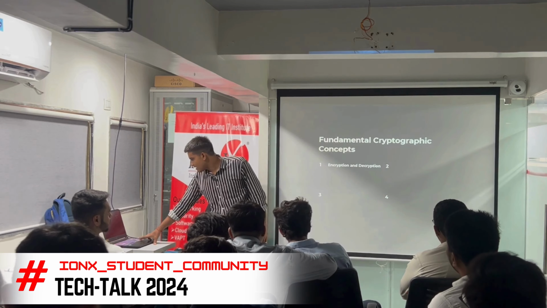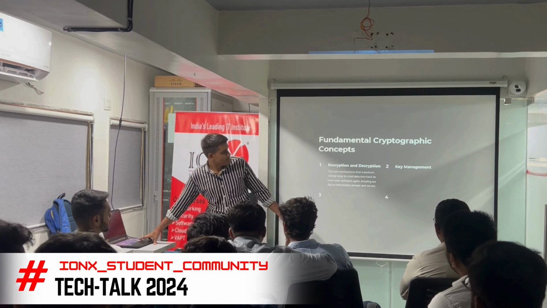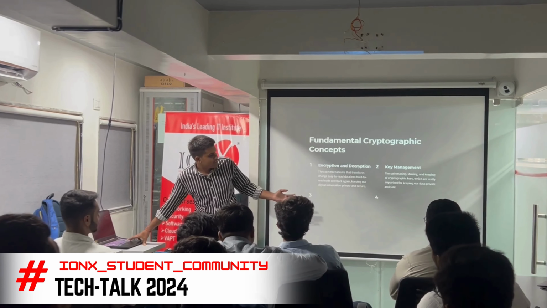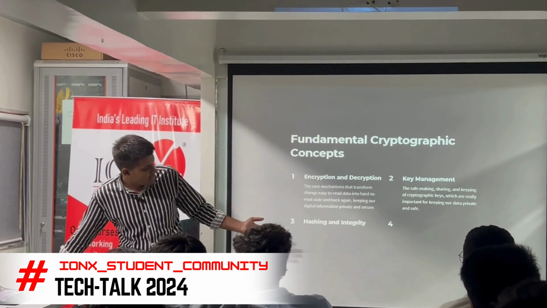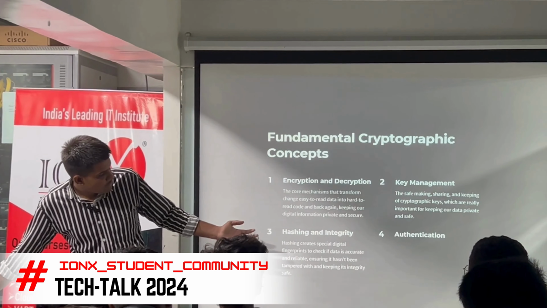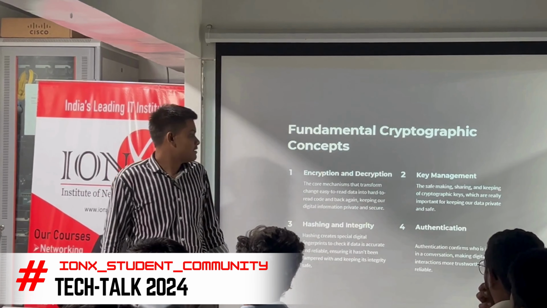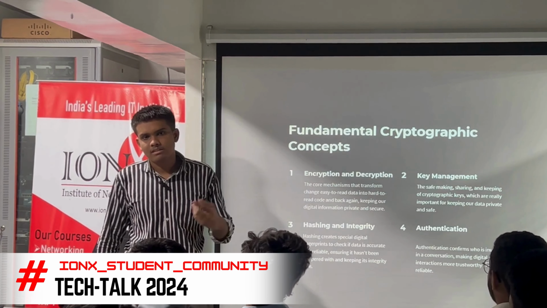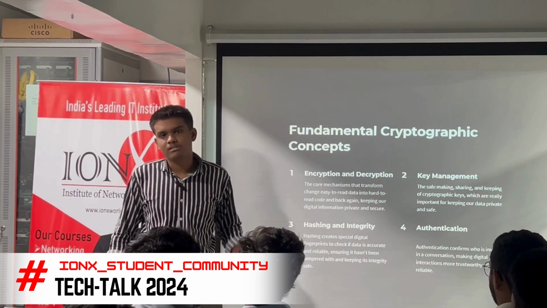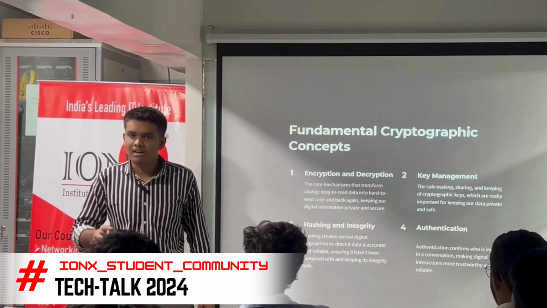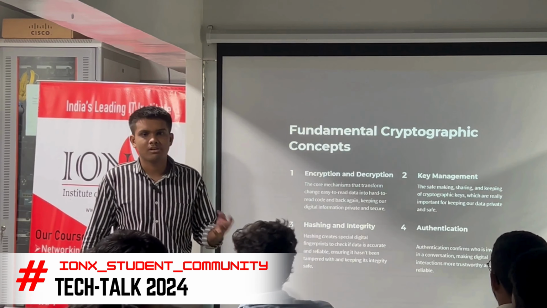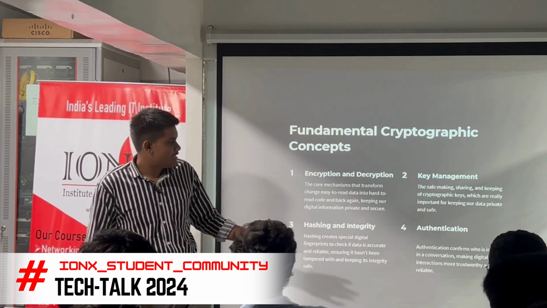Now let's talk about fundamental cryptography concepts. First one is encryption, second one is key management, third one is hashing and integrity, and fourth one is authentication. Let's talk about encryption and decryption. Encryption converts our readable data into unreadable text, and decryption converts unreadable data into readable text to secure our data. And the second one is key management.